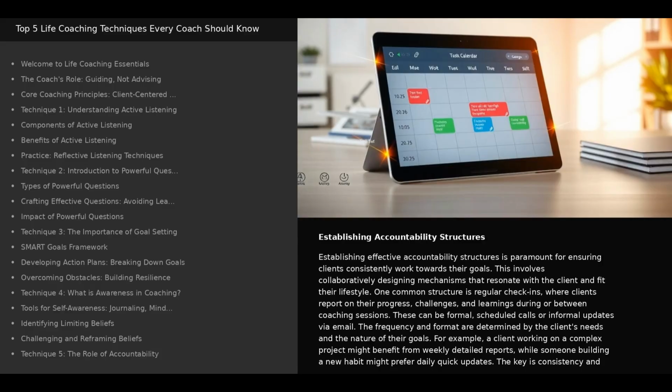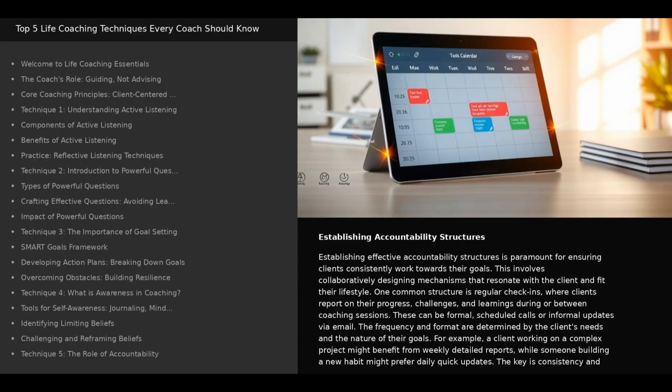Establishing accountability structures. Establishing effective accountability structures is paramount for ensuring clients consistently work towards their goals. This involves collaboratively designing mechanisms that resonate with the client and fit their lifestyle. One common structure is regular check-ins, where clients report on their progress, challenges, and learnings during or between coaching sessions. These can be formal, scheduled calls, or informal updates via email. The frequency and format are determined by the client's needs and the nature of their goals.